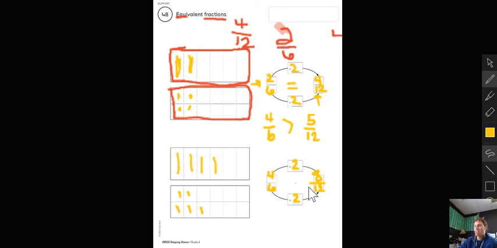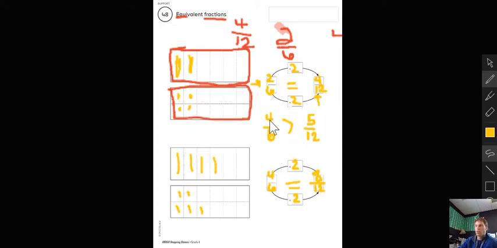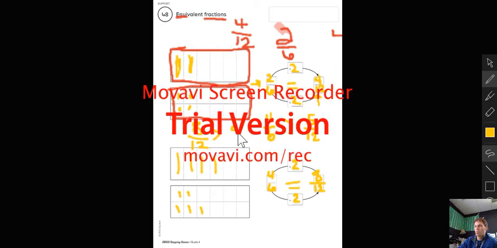So 4/6 is equal to 8 twelves. 4/6 is equivalent to 8 twelves. Now we can go back to our original problem. Which one is greater, 4/6 or 5 twelves? Well, when we convert it to twelves, we're able to see that 4/6 is equivalent to 8 twelves. So 8 twelves is greater than 5 twelves, because now we have a common denominator, and it's easy to compare those fractions.